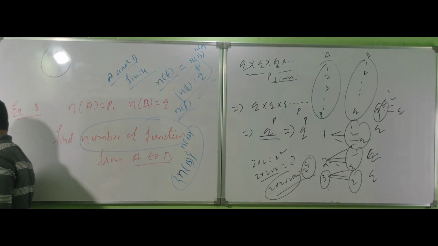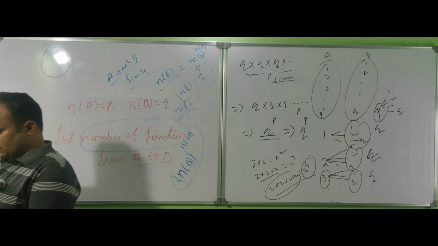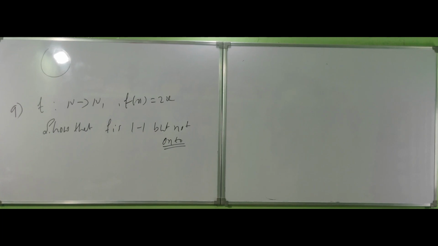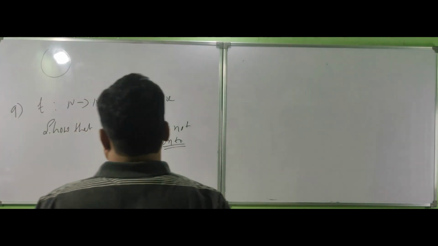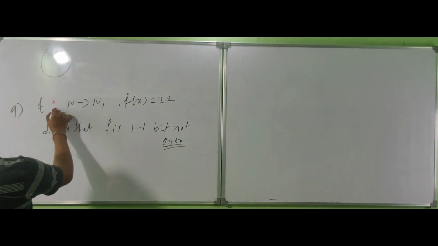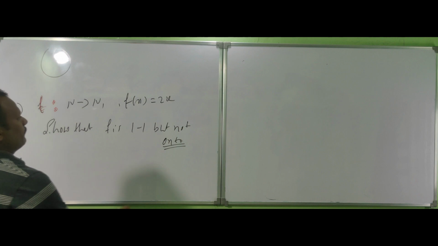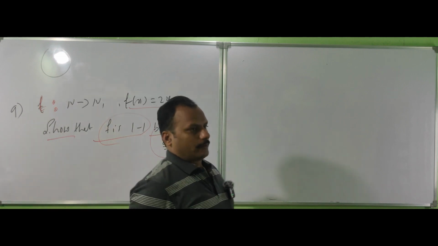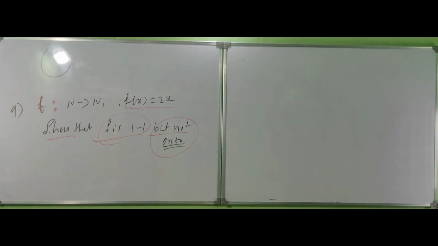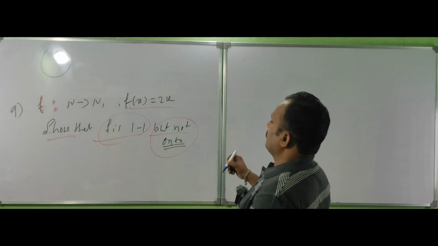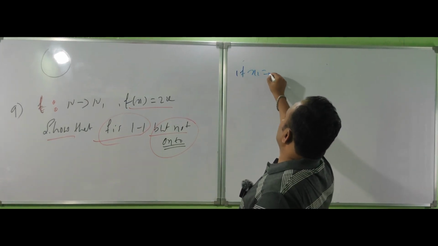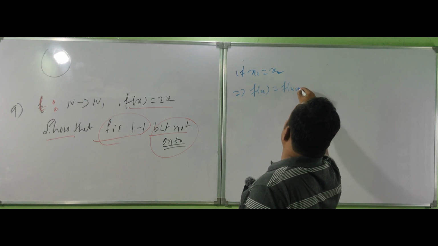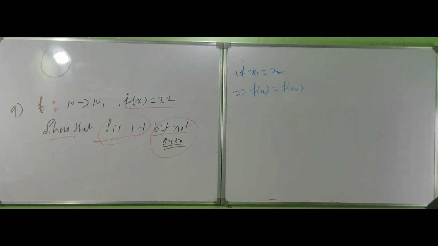Next question is, if f is a function from n to n, f of x is equal to 2x, now show that f is 1 to 1 and not onto. For 1 to 1, the condition is, if x1 is equal to x2, then f of x1 is equal to f of x2. This is the condition to check 1 to 1.